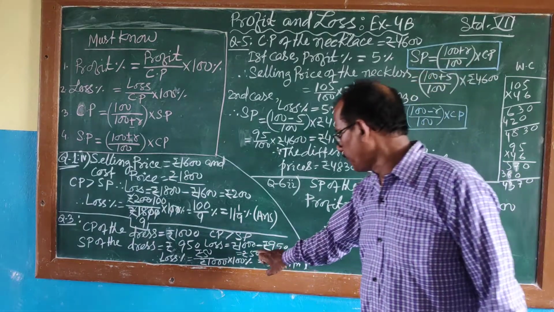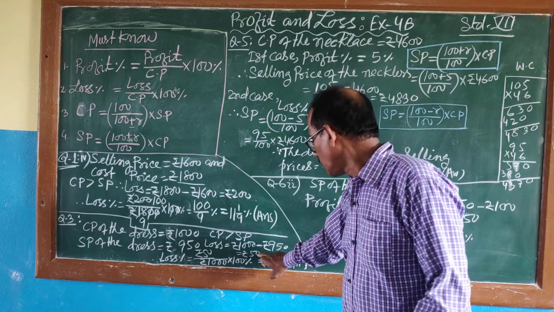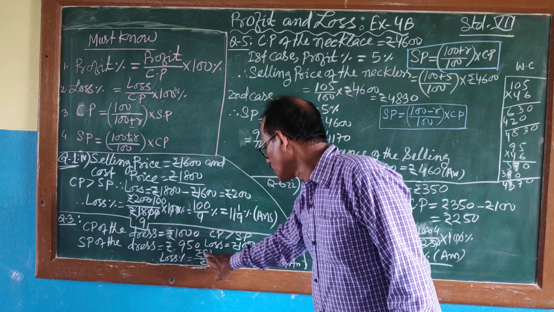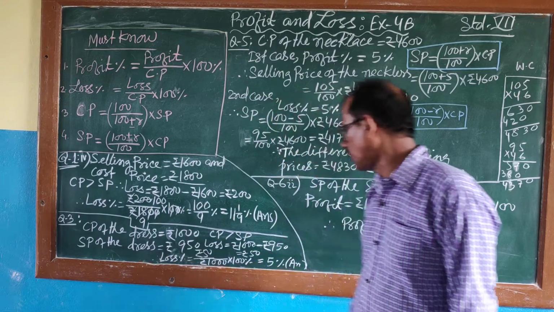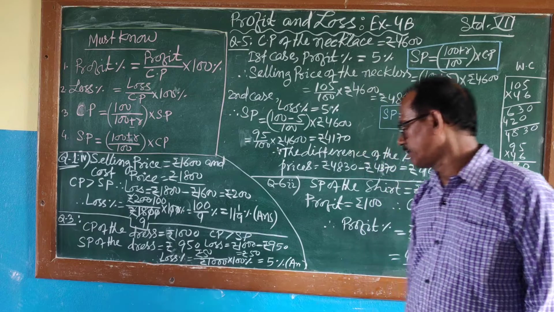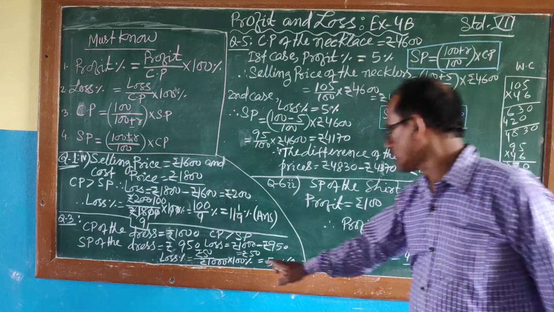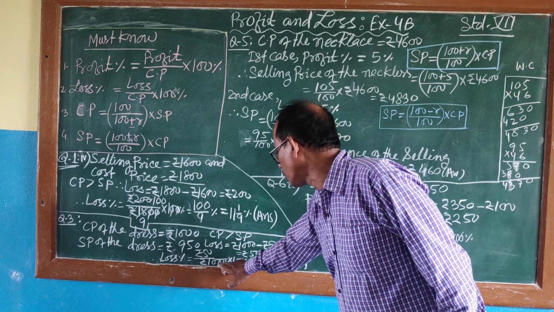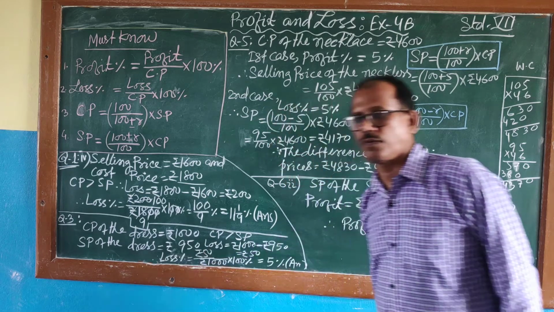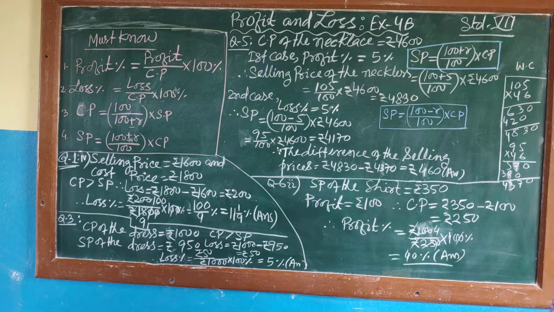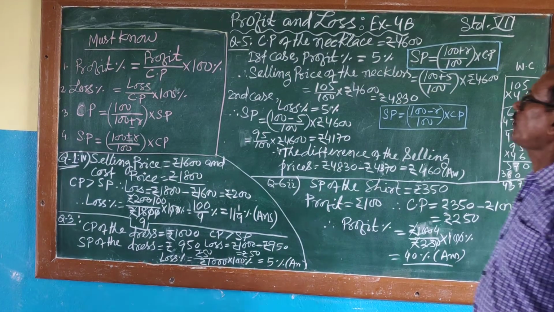Loss percentage will be what? Loss divided by CP, that is 1000. So rupees 50 divided by rupees 1000 into 100%. If you simplify, you will find 5%. 5% will be the loss, because this 20 will cancel this 20, this 0 will cancel this, leaving 5 rupees, this will be cancelled, and 5% is the result. I hope you have understood a simple sum of profit and loss.